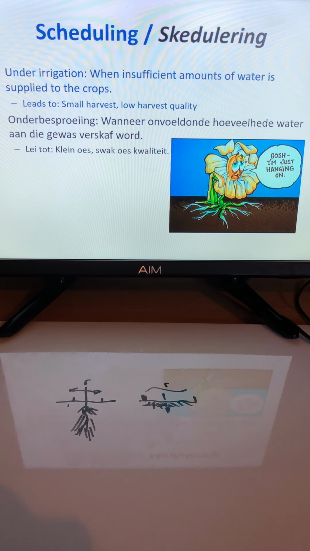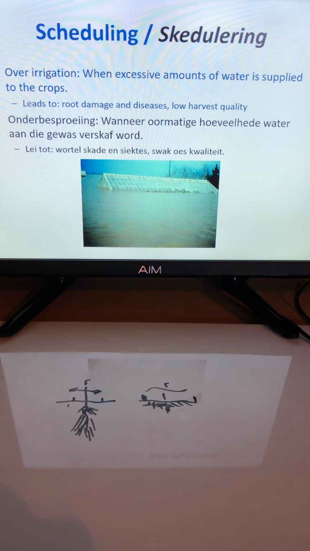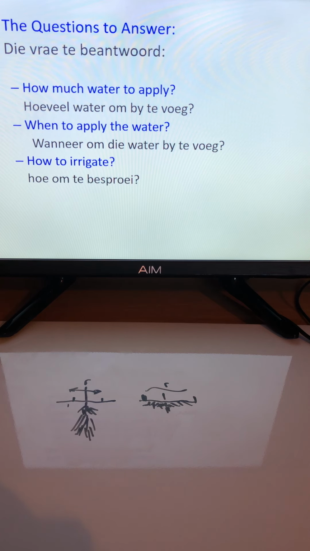Then under irrigation is when an insufficient amount of water is supplied, and you'll have a small harvest and low harvest quality because your harvest isn't getting enough water. And then over irrigation is an excessive amount of water, so you applied too much water, and now your roots don't have oxygen, and that leads to root damage and diseases, especially soil-borne diseases like Phytophthora, and you'll have a low harvest quality because your plant isn't getting enough oxygen.